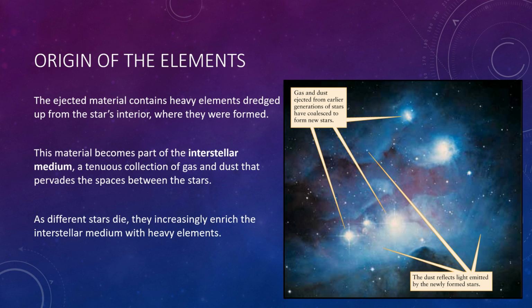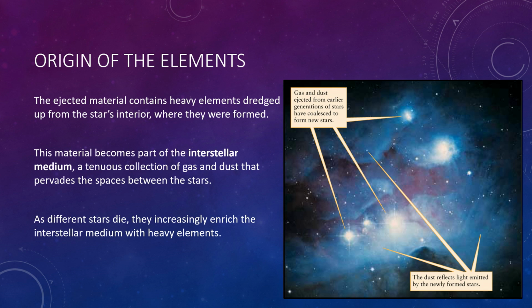Well, no matter how it escapes, the ejected material contains heavy elements that were dredged up from the star's interior where they formed. This material becomes part of the interstellar medium, a tenuous collection of gas and dust that pervades the space between the stars. So, as different stars die, they increasingly enrich the interstellar medium with heavy elements. Observations show that new stars form as condensations of the interstellar medium.